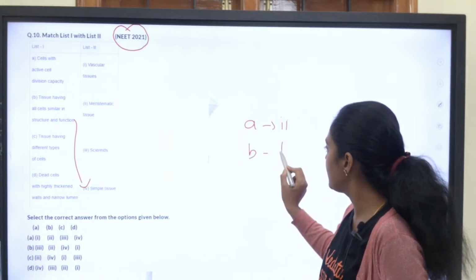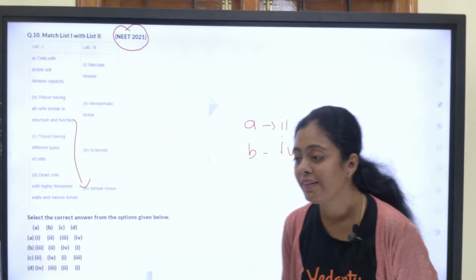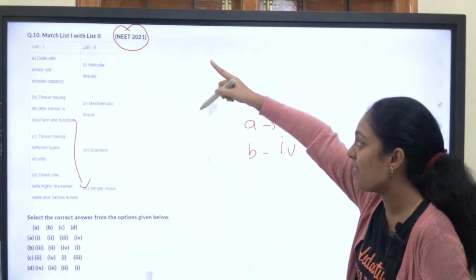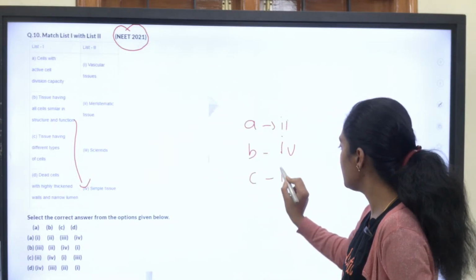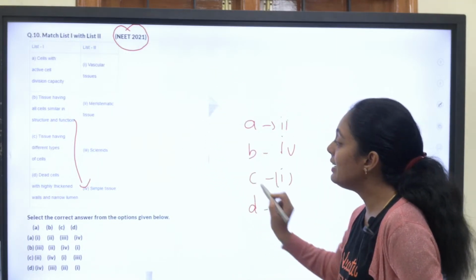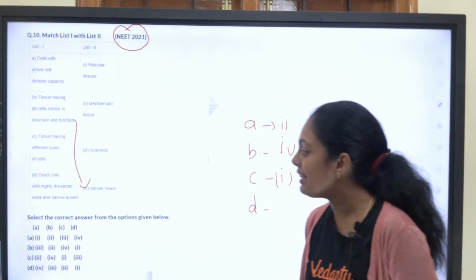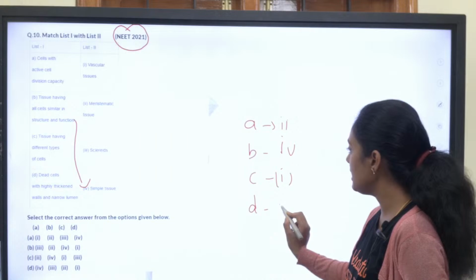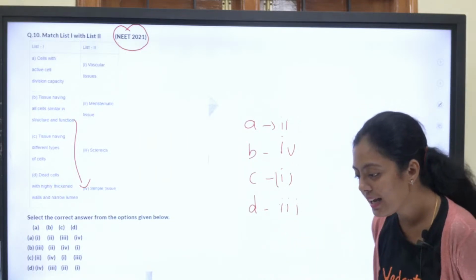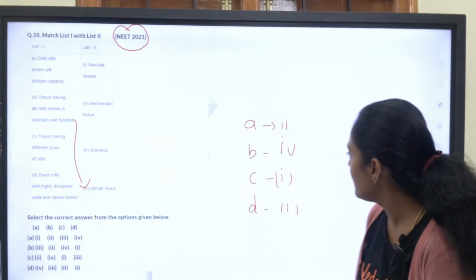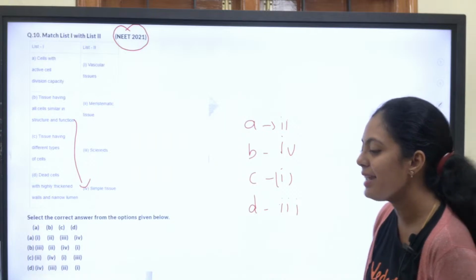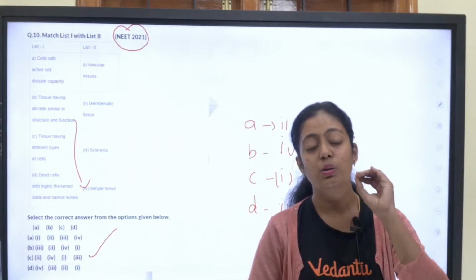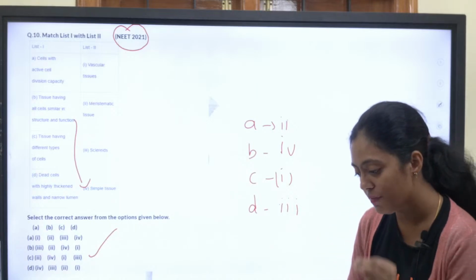So B is 4. Tissue having different types of cells, vascular tissues. C is 1. Dead cells with highly thickened walls and narrow lumen, it is your sclerites. D is 3. So what is the right answer, pasangla? The right answer is 2413. So it is option C. So this was a NEET 2021 question. You can expect match the following type questions from this part.